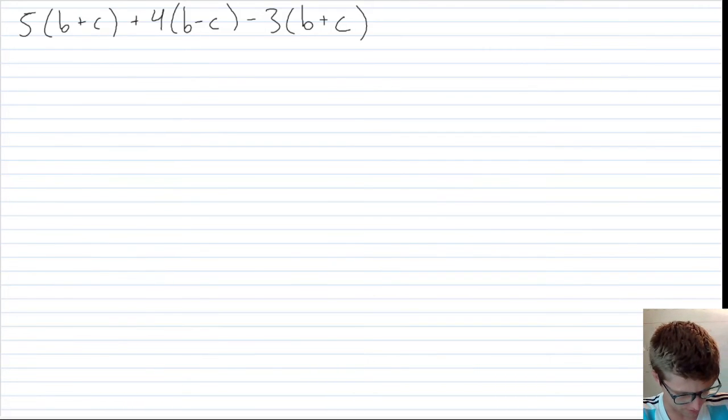For questions 5 through 8, we're just simplifying. So we want to combine like terms as much as we can. We're still following order of operations. So first of all, can we do anything inside the parentheses? No, not really. But we can distribute. So let's distribute this 5 through.